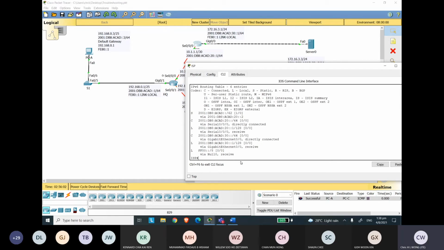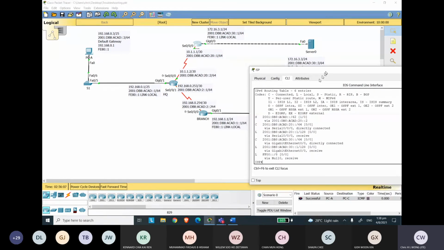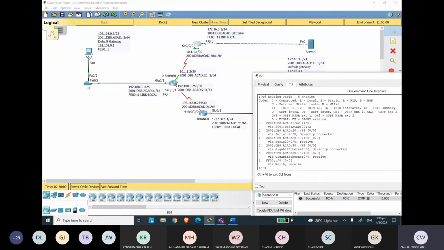But look very carefully. There's only one IP route there. You can see there's only one IP route now. There's only one static route, 2001:DB8:ACAD::/62. So you wonder, what is this?